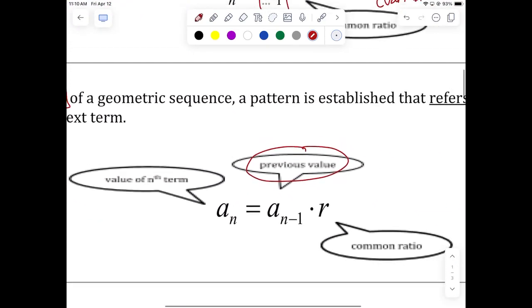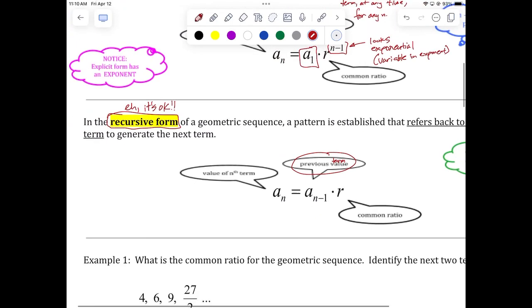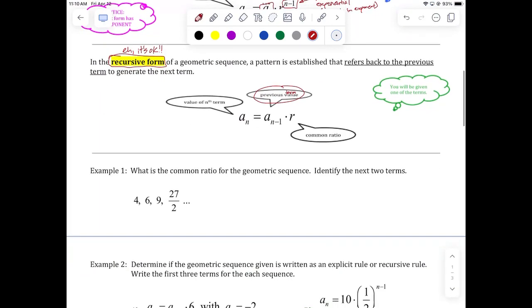The previous term, the previous value, I call it the previous term. Let's get in the habit of calling the things that are in the sequence terms. Okay, terms. That's what we call them later. Values is okay too. r is the common ratio. Okay, let's try example 1, now that we know.